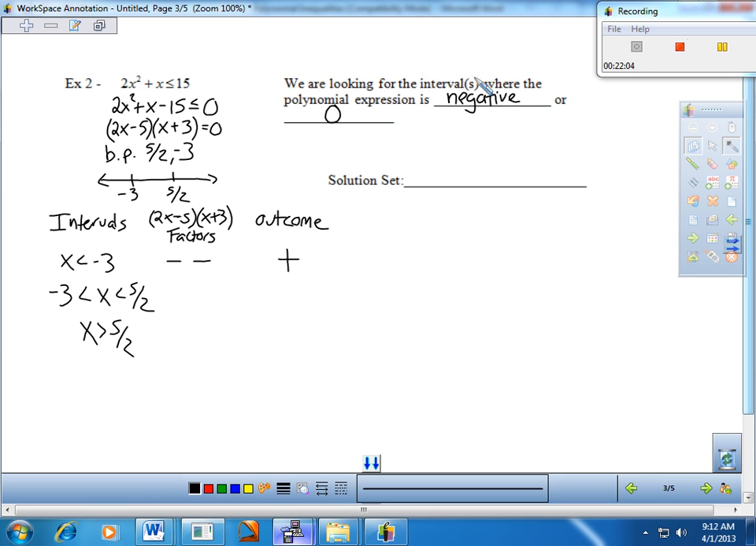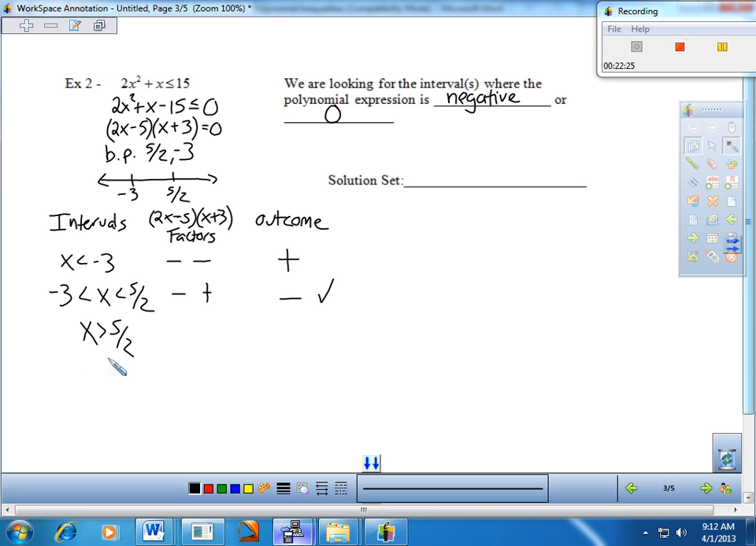Okay, let's go. Keep it going here. Negative 3 to 5 halves. Easiest number to check would be 0. And so let's put 0 in. 2 times 0 minus 5, negative. 0 plus 3, positive. Put them together, guys. Negative times positive always would give me negative. And that's what we want. Put a check mark by it. Looks good.